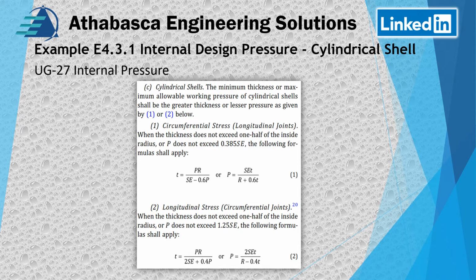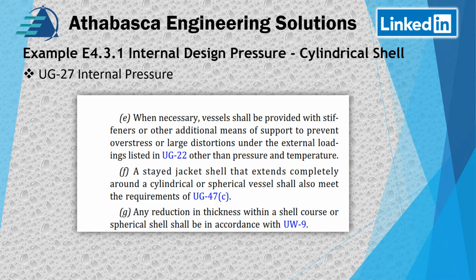If you go to E, F, and G, when necessary, vessels shall be provided with stiffeners. That's one of the rules, and you have to go to UG22, which will be a focus of perhaps a future video. We'll go into extreme depth into stiffeners if there's interest. And then if we have jackets, like steam jackets around the cylinder, then there are special requirements under UG47C. And any reduction in thickness within the shell courses, because of rolling or bending, you have to look at UW9. So you can't just go ahead and do the calculation. You have to consider other variables.